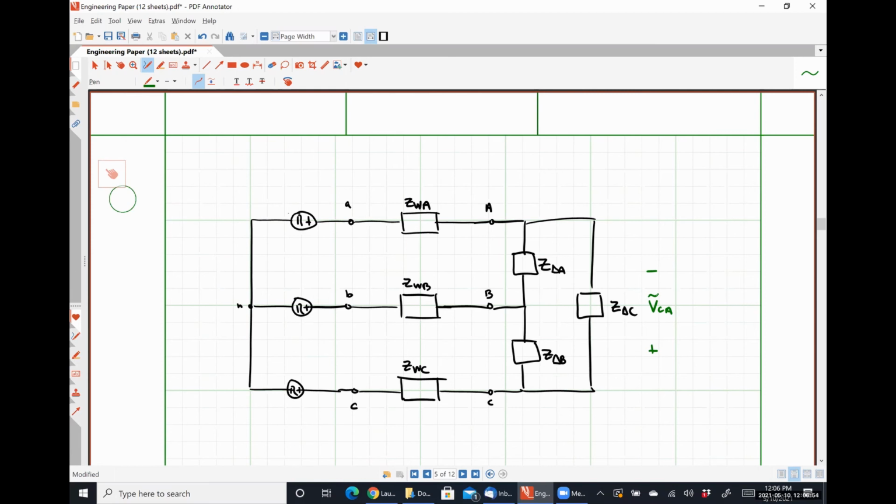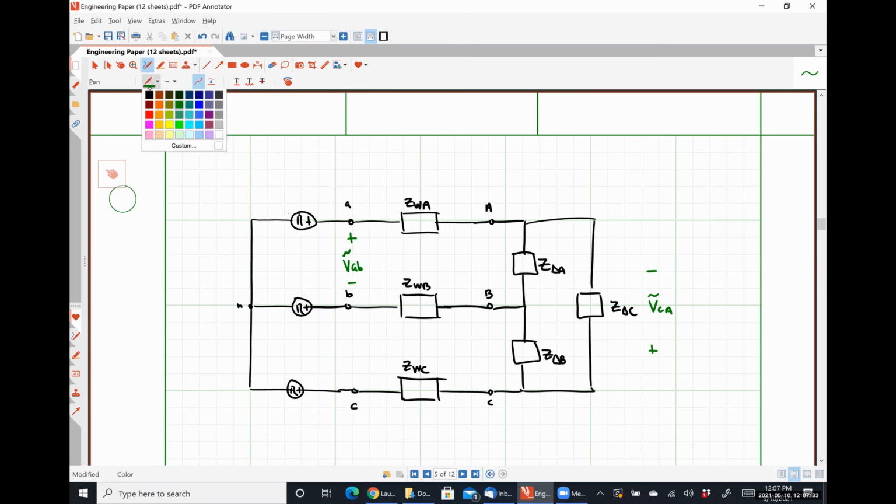Young lady whose name I don't know, I apologize, let's start there. What would be the line voltages between the A and B phases of the source? Okay, so it'll be VAB, lowercase letters though, right? So this guy right here, VAB. So that is the line voltage between the A and B phases.